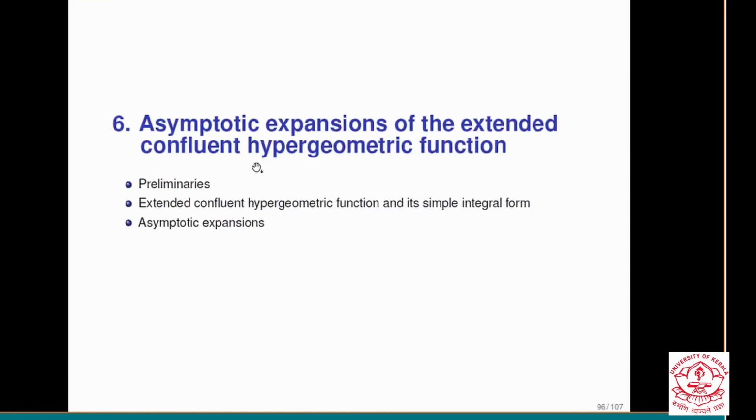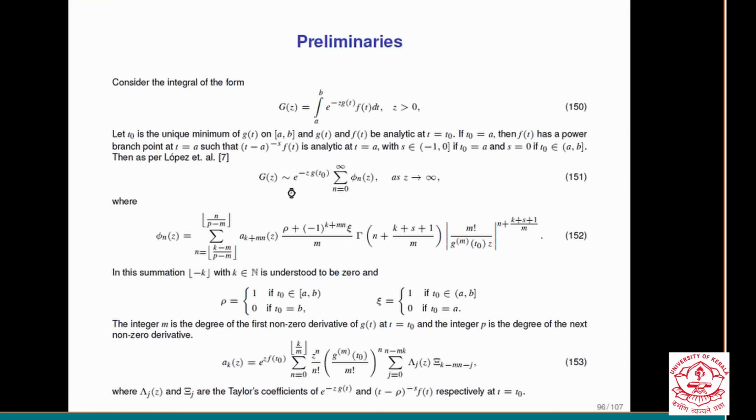And this is now the asymptotic extension of the extended confluent hypergeometric function. So here we use the concept of the confluent hypergeometric function. If you take the integral in this form, basically it is just like e to the power minus z dt. So this is a type of Laplace transform. In Laplace transform we have the limit 0 to infinity, but here we use it like this, minus z dt. So here we simply change this.